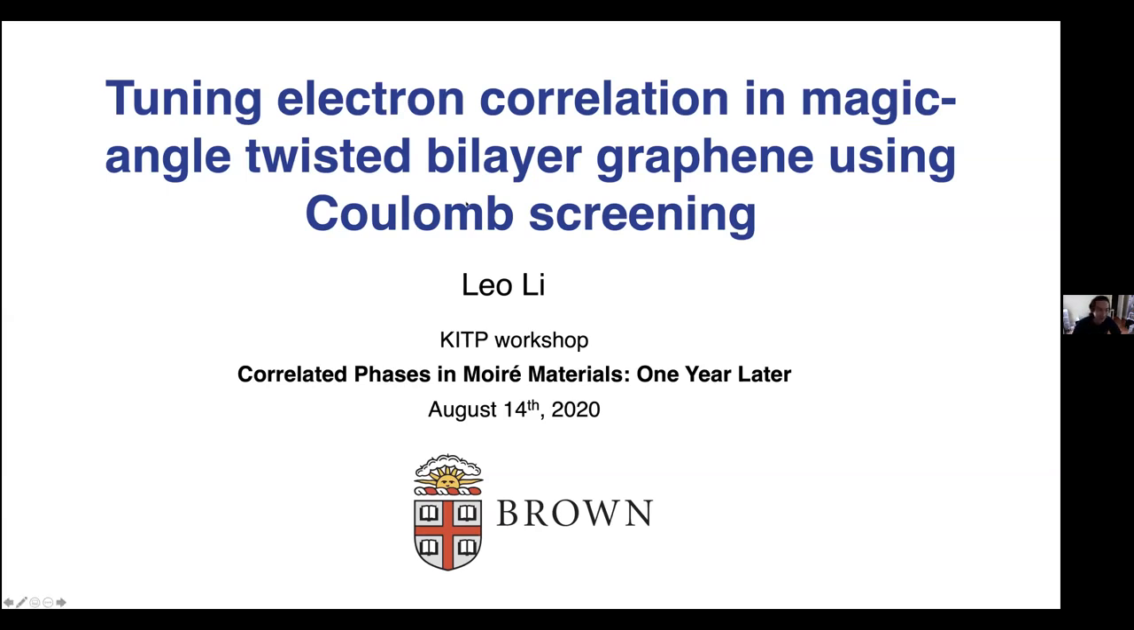For the next 30 minutes, I will talk a little bit about our recent experiment using Coulomb screening to tune electron correlation in magic angle twisted bilayer graphene.